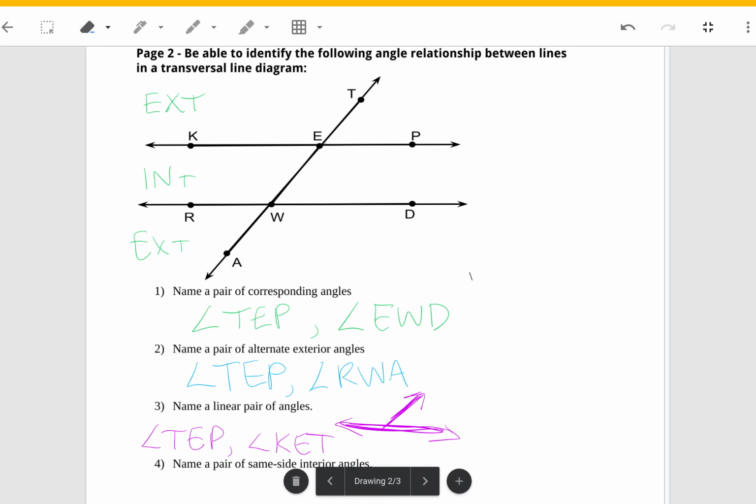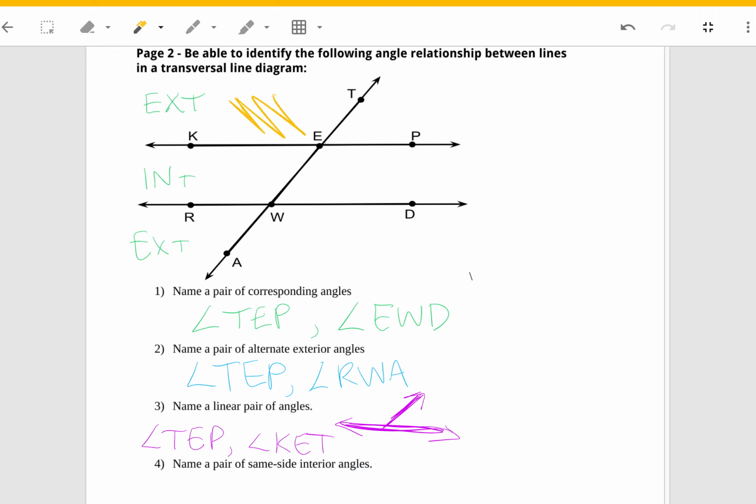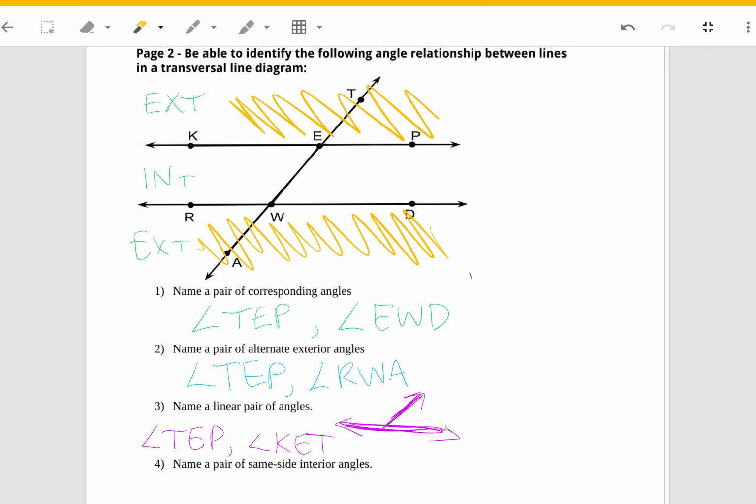All right, next we're back to exterior. So it's here that we're looking for same side, oh actually sorry, it says same side interior angles. So again, let's get rid of all of the exterior area. We don't need any of the angles out there. We're only going to be naming the angles that are on the interior. So let's pick one. I could pick this angle right here. Angle WEP.